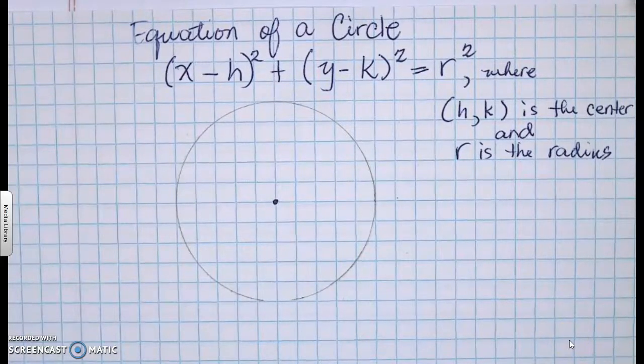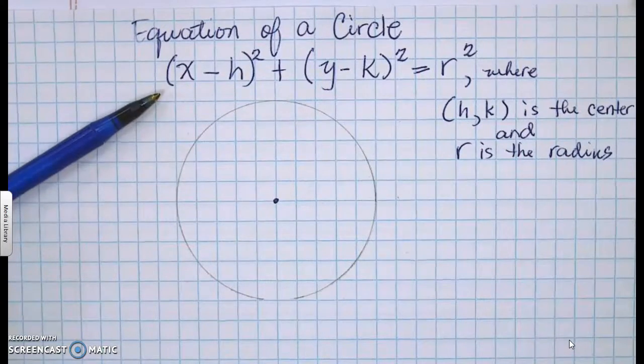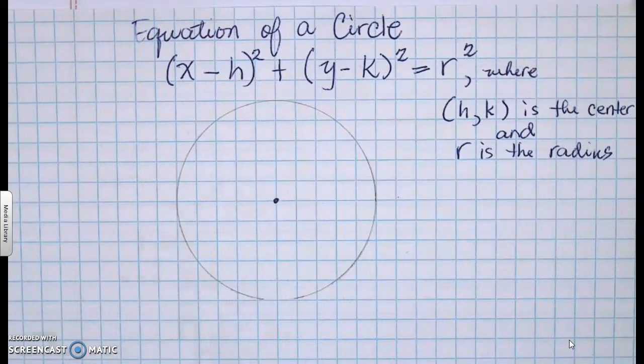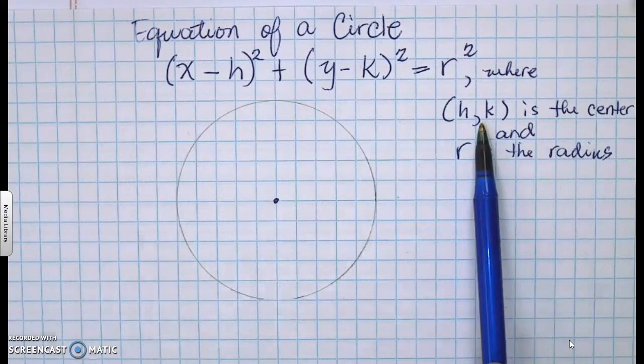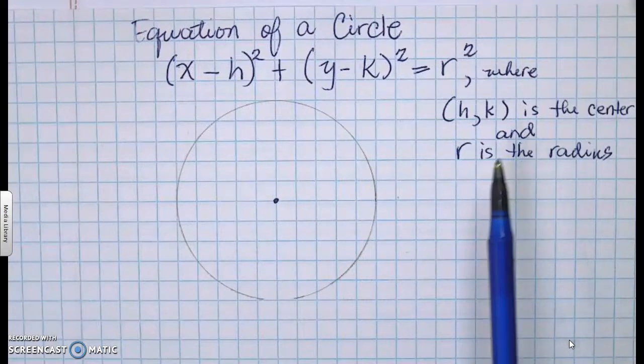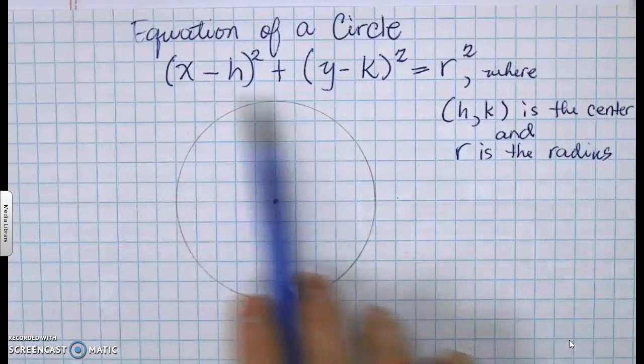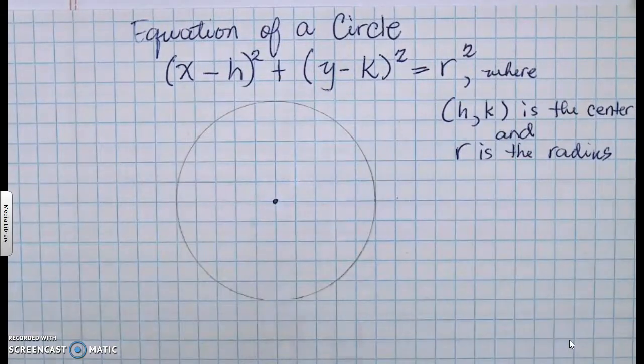Welcome back, everyone. Our topic for today is the equation of a circle. The equation of a circle is expressed as (x minus h) squared plus (y minus k) squared equals r squared, where h and k are the coordinates of the center of your circle, and r is the radius. Okay, so let us make sense of this formula.